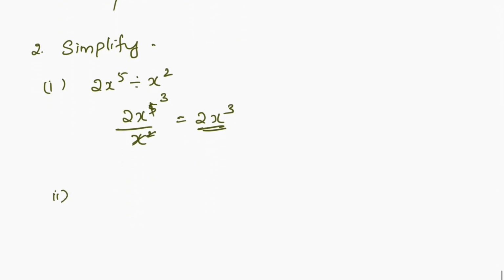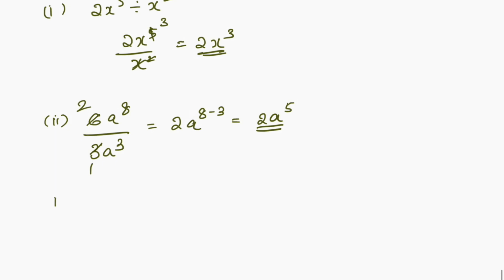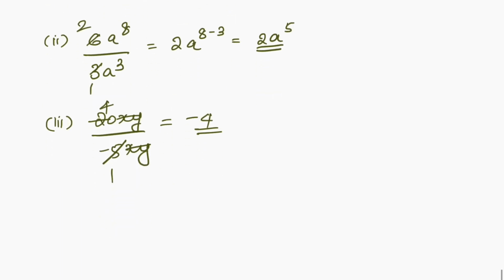Second sub question, we have 6a to the power of 8 divided by 3a to the power of 3. So 2a to the power of 8 minus 3, 2a to the power of 5. Next, 20xy divided by minus 5xy. 5 fours are 20, so you get minus 4.